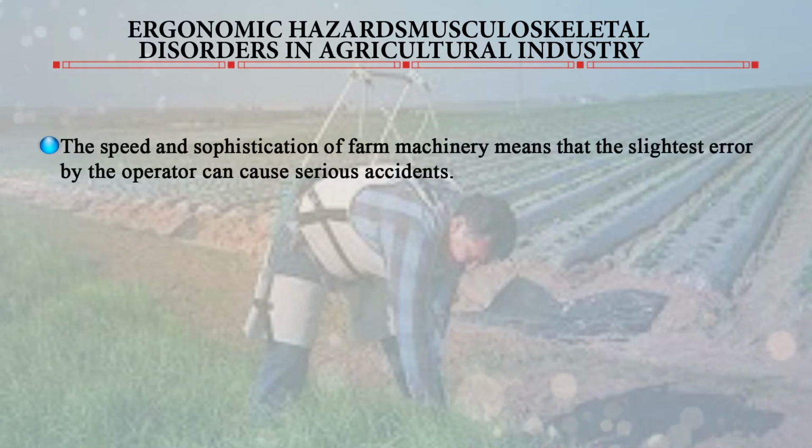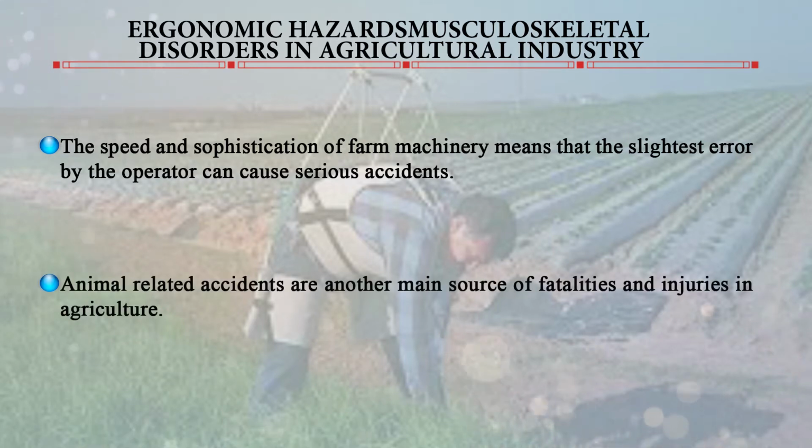Now, the speed and the sophistication of the farm machinery means that even the slightest error by the operator can cause serious accidents, because you have these cranes and you have the chainsaws, you have so many equipments that are being used by the agricultural workers. So even if you don't know how to operate these machines properly, and if you are in a hurry or in haste, then the farmers can end up with certain fatal accidents. Animal related accidents also are another source, because when they work in the wild, there may be certain wild dogs or certain animals which can come in between, and that can also cause certain accidents and injuries in the field of agricultural workers.